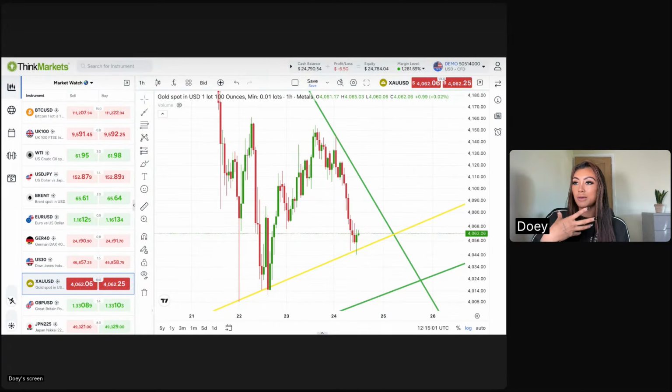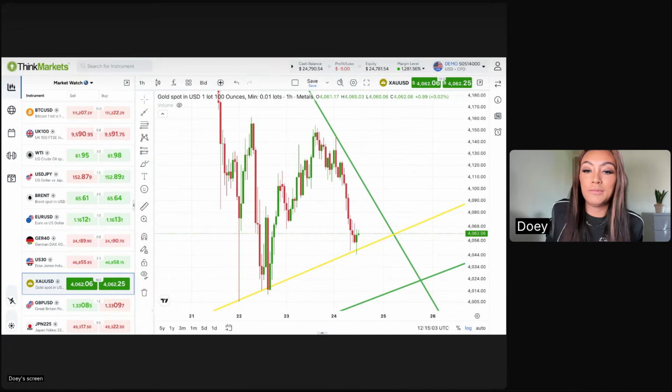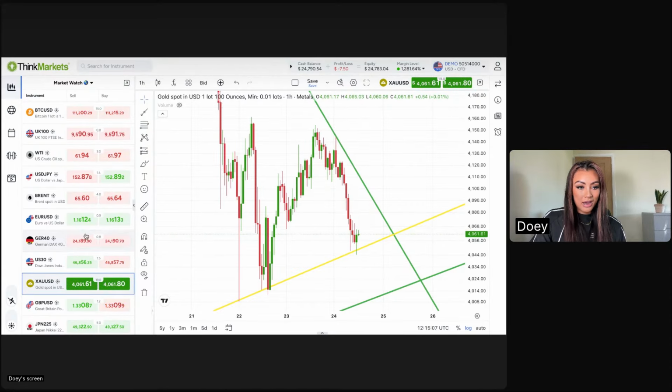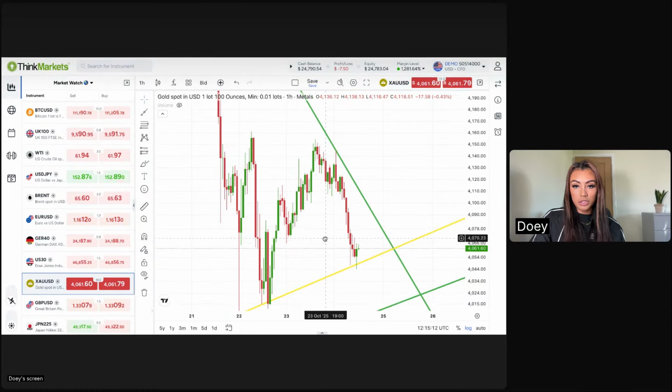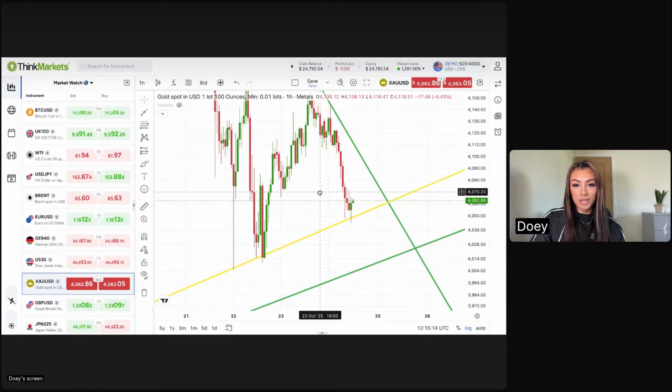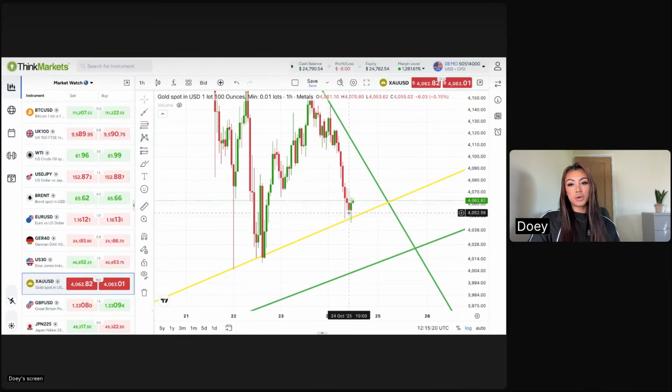Probably everyone's waiting and anticipating for CPI. But yeah, so let's have a little look. So market structure on gold, for me, we're very bullish on the 1 hour. This was the last low. It really did extend. So I can see it pulling back a little bit.